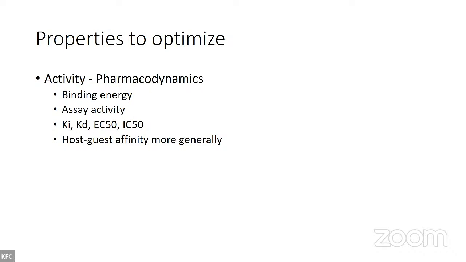What belongs to this domain: binding energy, activity at some assay, fluorescent assay, radioligand assay, something like this. Typical ways in which to express this are these four here. So that's the concept of inhibition, the binding constant, the effective concentration at which we have 50% of our maximal outcome, and the inhibitor concentration 50% as well. We can even, outside of the biological medicinal chemistry domain, talk about host-guest affinity more generally.